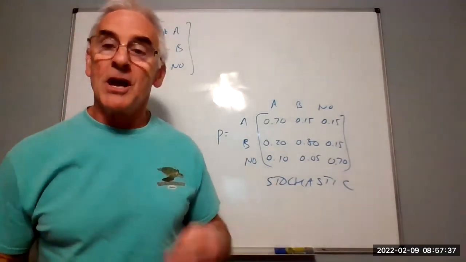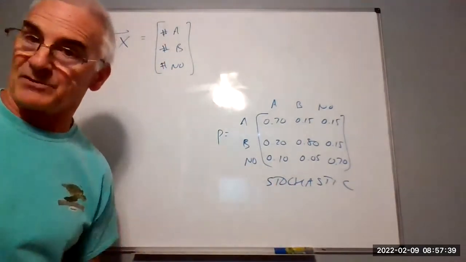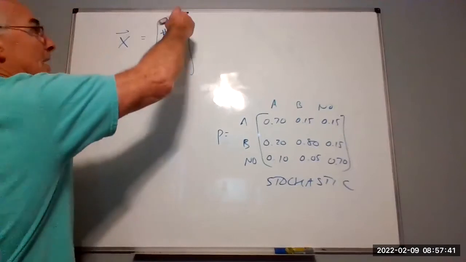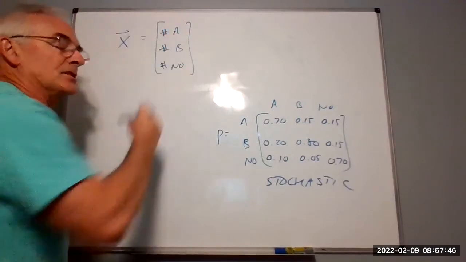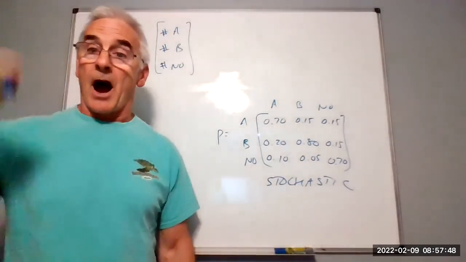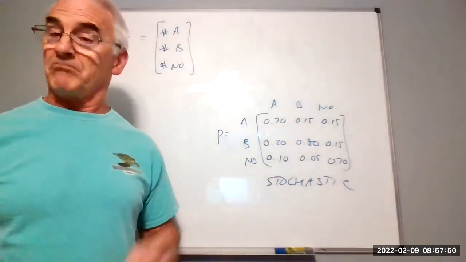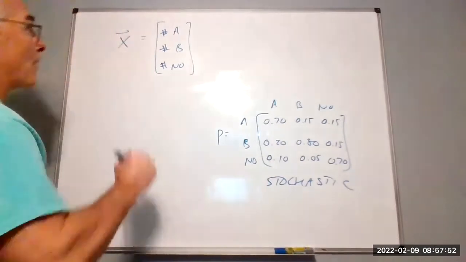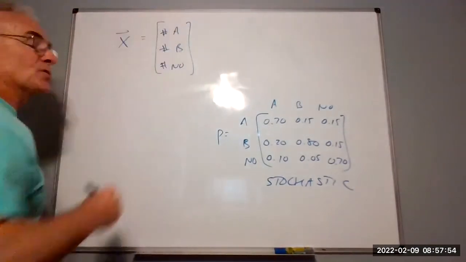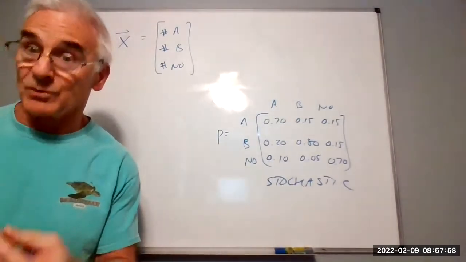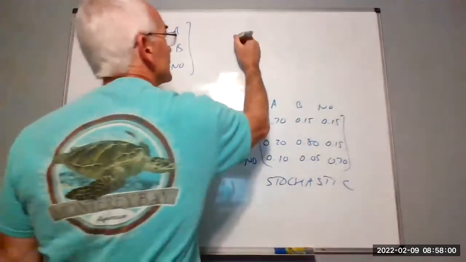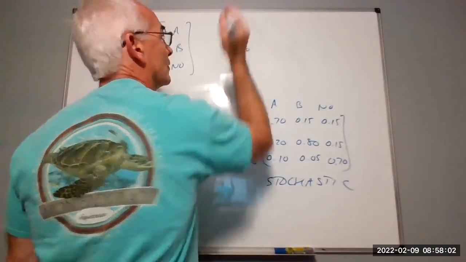These are not percentages. The original problem said there's 100,000 people. So that would mean maybe I have 40,000 here, 50,000 here, 10,000 here. It could be whatever you want it to be. I just have to add up to the population. Now, at any given moment, that's how many people are there. So I have to have a starting amount. Let's call the starting amount of my population X0.